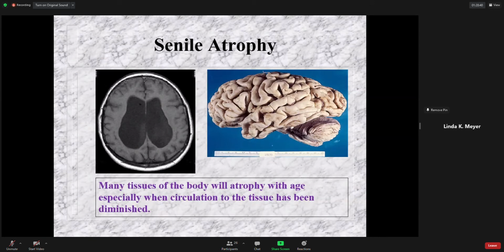The skin atrophies, the oral mucosa is subject to atrophy. Tonsils, usually in children and young adults. Tonsils are easier to see during the oral exam. Muscle, bone, breast tissue. So there's quite a few tissues that atrophy with age.